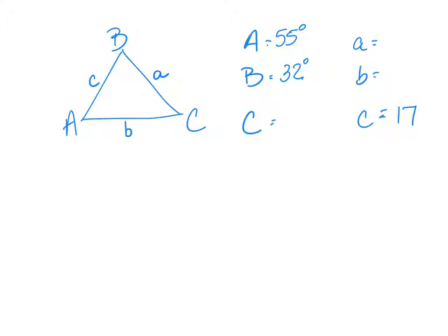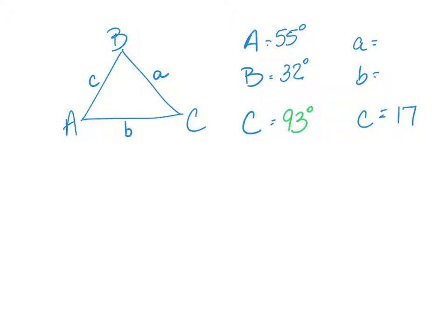So I'm going to change my color. What's the first thing we have to find? Big C. How do we find it? 180 minus 55 minus 32, and I believe that is 93 degrees, right?